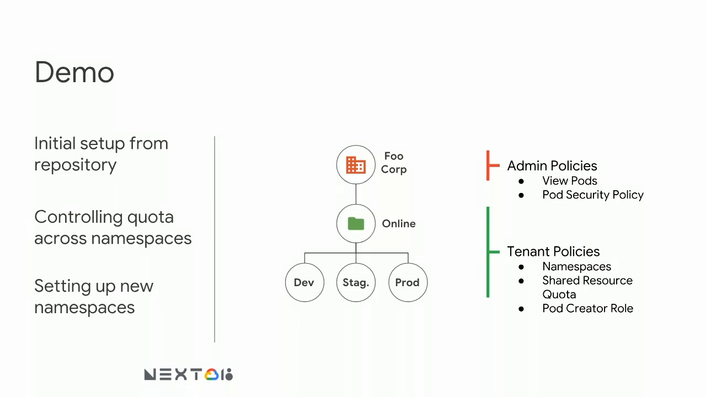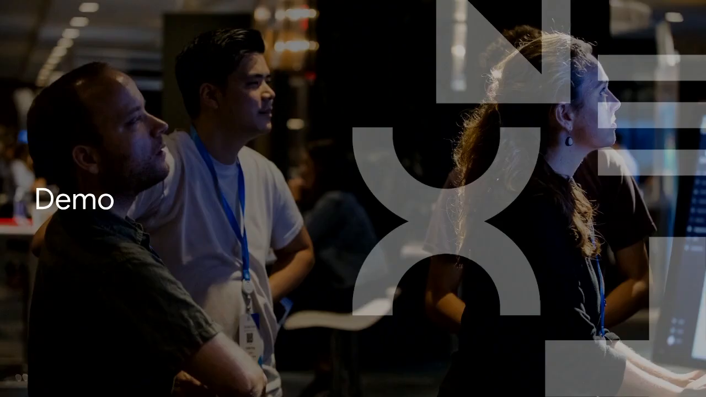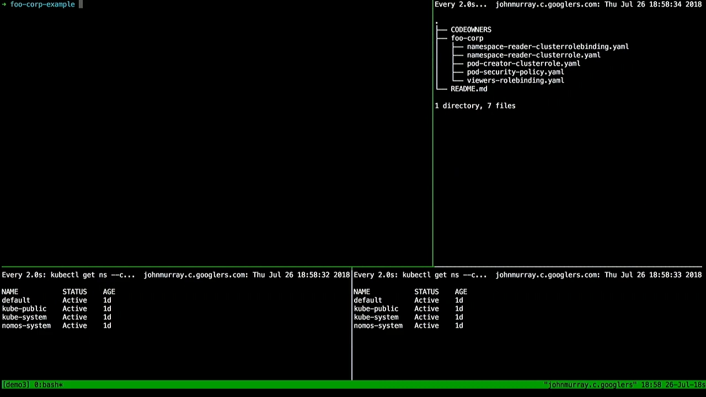Up at the top, we've got admin policies so that we can view the pods, set pod security policy across the entire organization. And then down at the level of the namespace tenants, we'll define the namespaces themselves, set up some shared resource quota as well as namespace level quota, and we'll set up a pod creator role so our dev team can show up and do what they do best, which is deploy applications. Can we cut over to the demo?